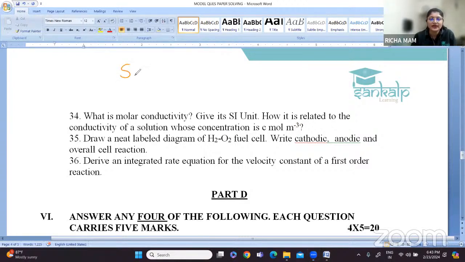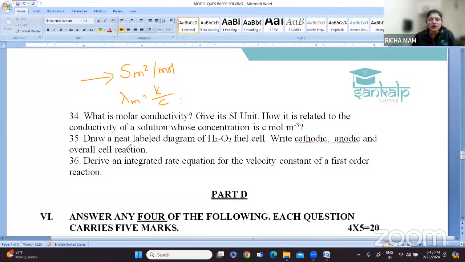What is the SI unit? It is Siemens meter square per mole. I hope you are writing this. If you don't know, please make a note. So conductivity of a solution which contains 1 mole of the electrolyte is molar conductivity. And what is the SI unit? It is Siemens meter square per mole. And how is this related? Molar conductivity is equal to K by C, where K is the conductivity. It is given as this, so you can note it down.